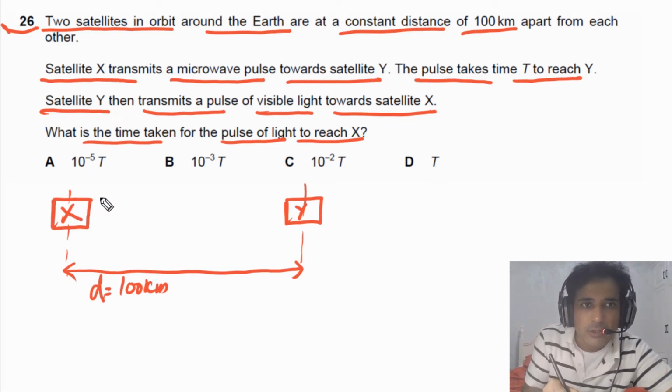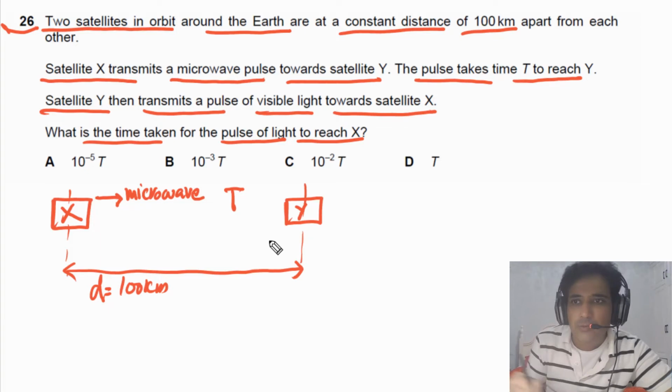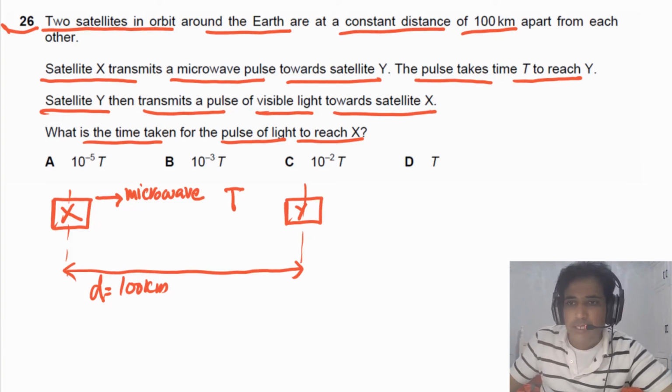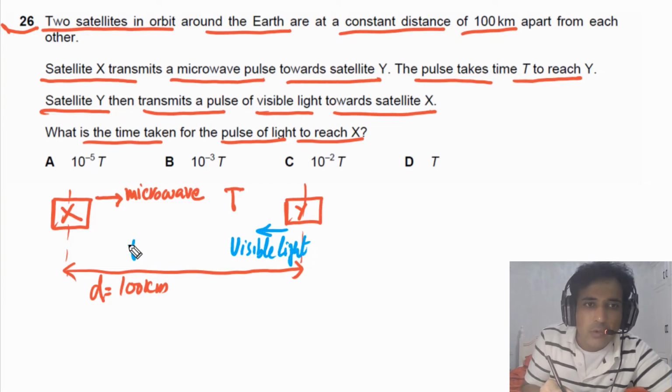Satellite X transmits microwaves. So we can write down here satellite X transmits microwaves. And the time taken for microwaves to reach Y is T. Time taken is T, we can say, for microwaves to travel from X to Y. We need to find out the time taken by visible light that is transmitted by satellite Y. So simply we can write down here visible light. We need to find out how long this will take, means the time taken by visible light to reach X. So this time we need to find out.